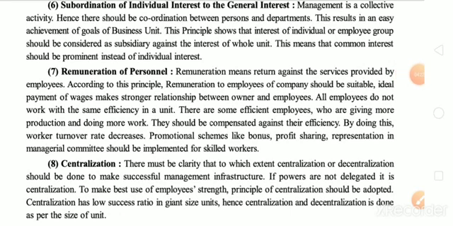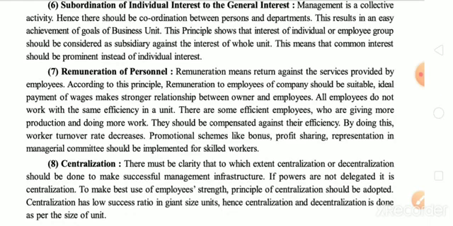Now let us move towards point number 7, that is remuneration of personnel. First of all, remuneration means return against the services provided by employees. According to this principle, remuneration of employees of a company should be suitable, ideal. Payment of wages makes a stronger relationship between owner and employees.